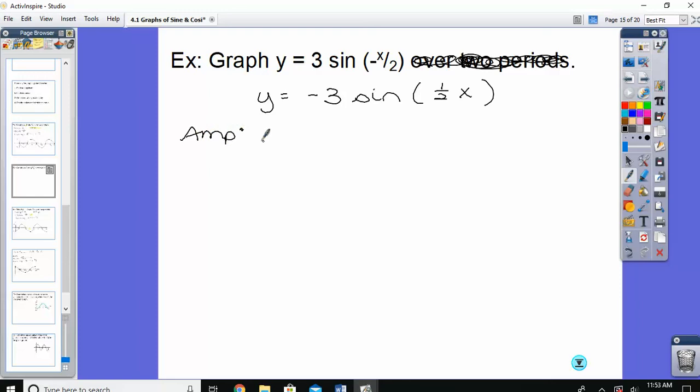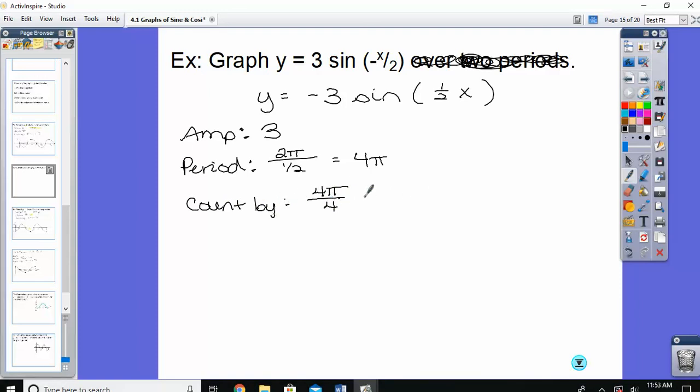So amplitude is 3. Period is 2 pi divided by 1/2, which is 4 pi. Count by is your period divided by 4 for the 4 quadrants, and we get pi. 4's drop. And what else is happening in this graph? We have to flip.